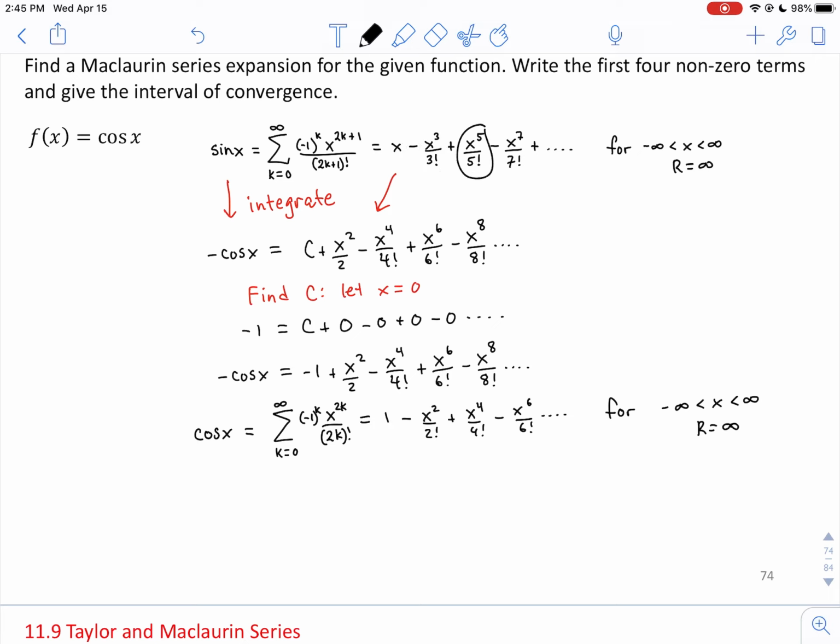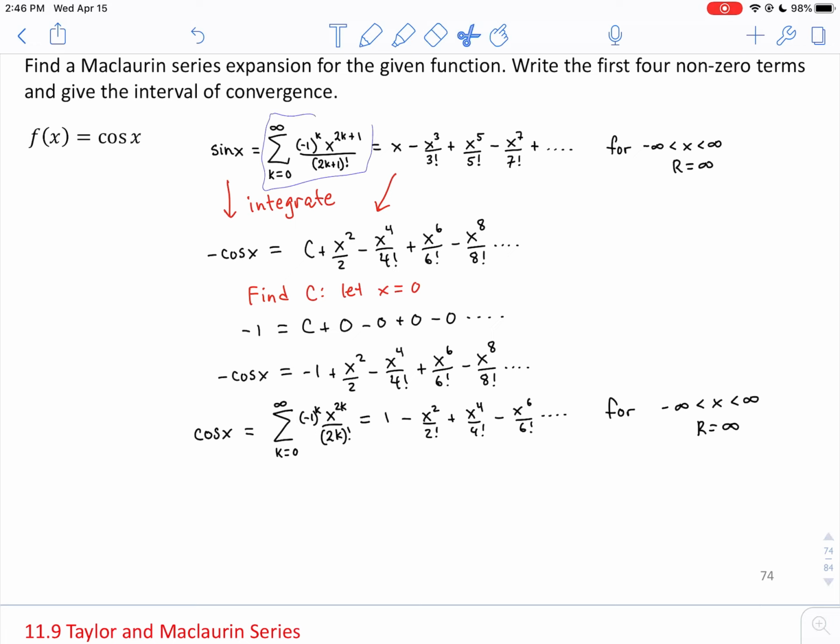If I were to differentiate this positive x to the 5th over 5 factorial, would I get that? The answer is yes, right? Because the 5 would drop down, the power would drop to 4, and it's over a 5 factorial, but that would cancel, leaving a 4 factorial. So differentiation actually works very well. It's a little bit easier to do than integration, because integration introduces the complicated element of the c that you have to worry about finding.